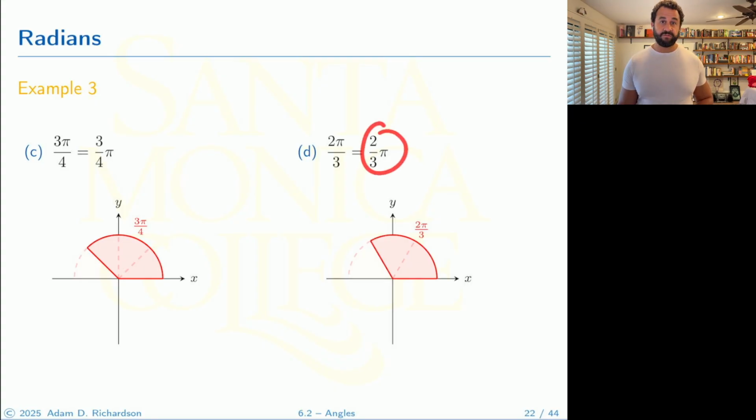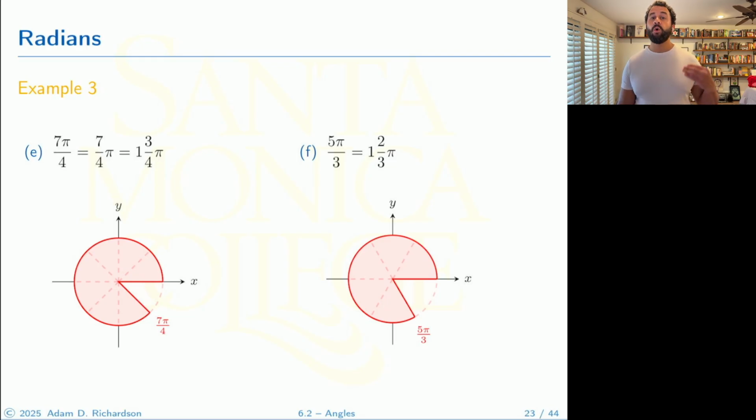How about 2/3 of pi? Now we're going to split pi into 3 equal-sized pieces. Ready? 1, 2, 3. And we're going to take 2 of those pieces. 1, 2. So that's our angle 2 pi over 3, or just 2/3 of pi. Pretty cool, huh? Let's check out the next one.